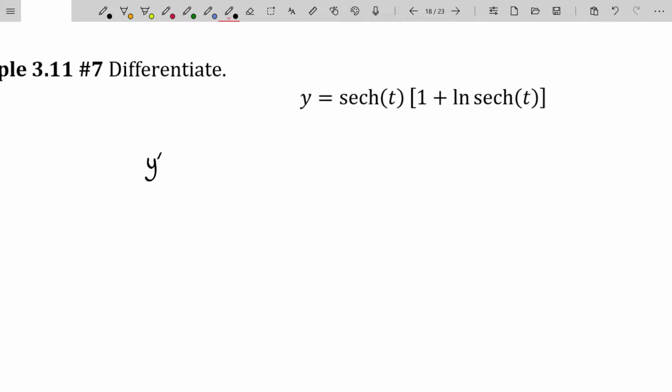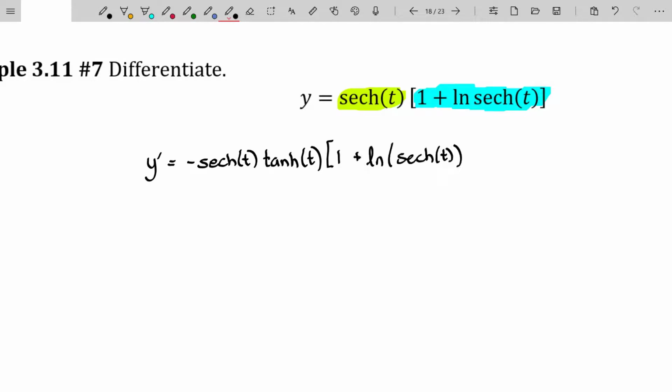So for example, y prime here, this is a product rule. You have the product of a first function and a second function. So let's go ahead and take the derivative of that first function. Derivative of sech is a negative sech of t tanh of t times the second function, just writing that in, and then plus the first function, sech t, times the derivative of the second function.